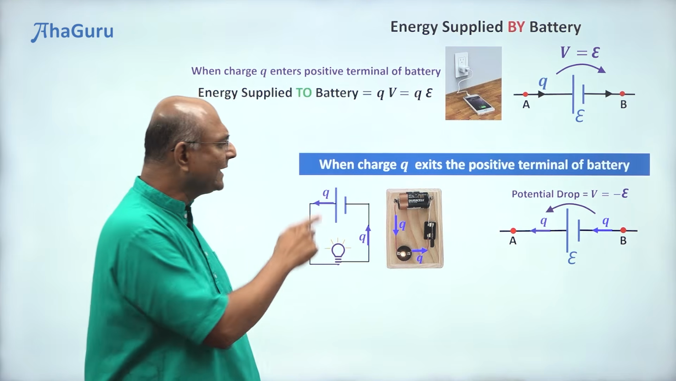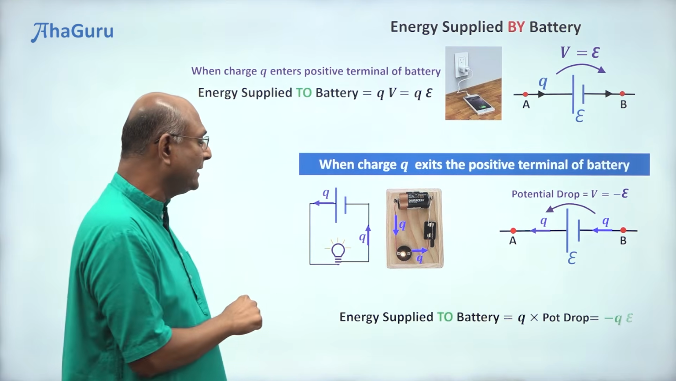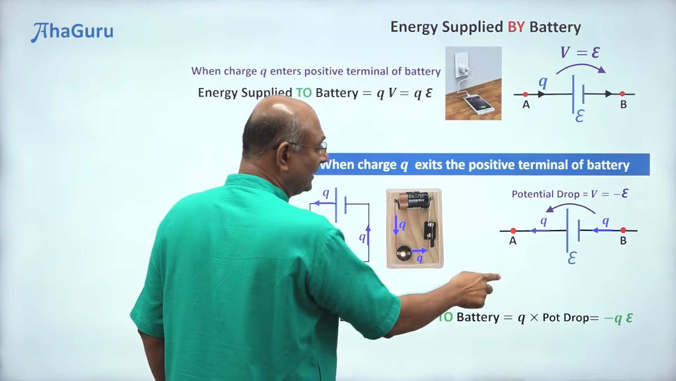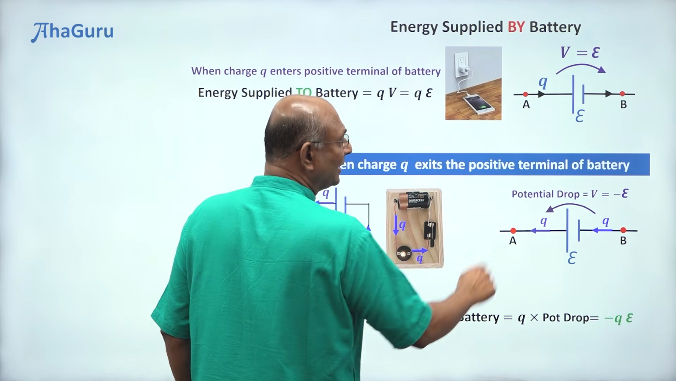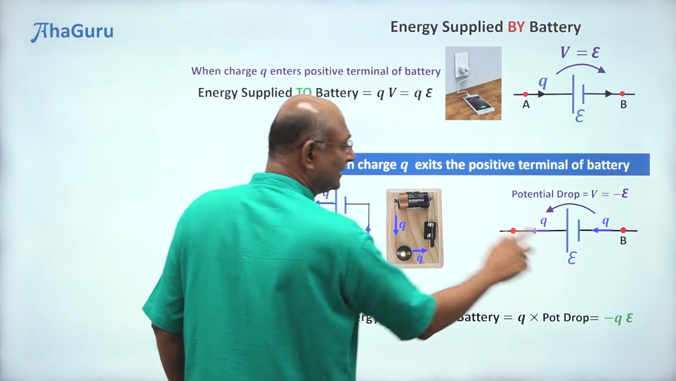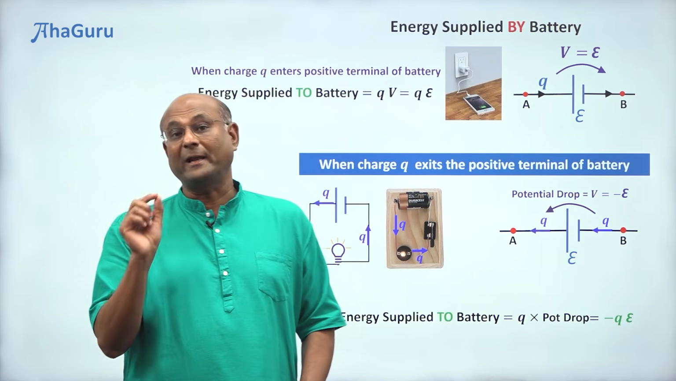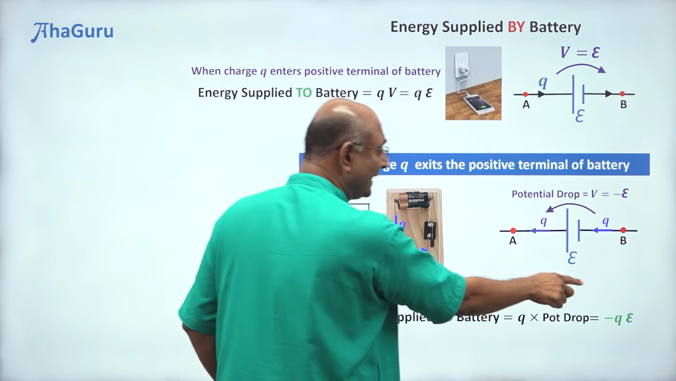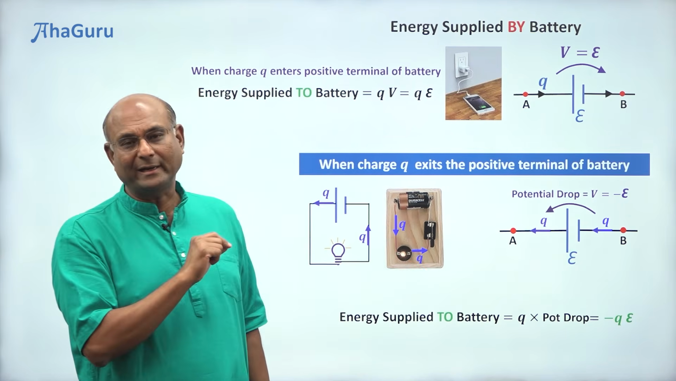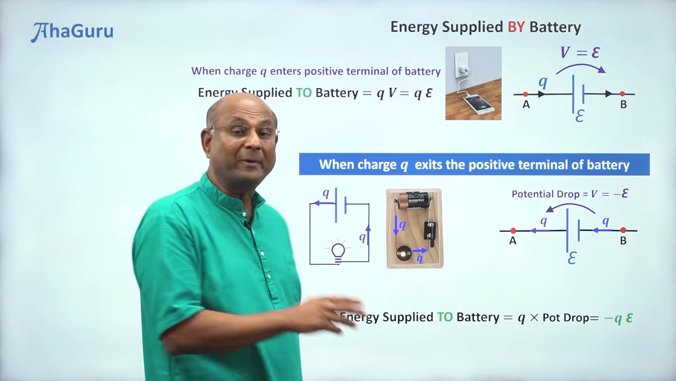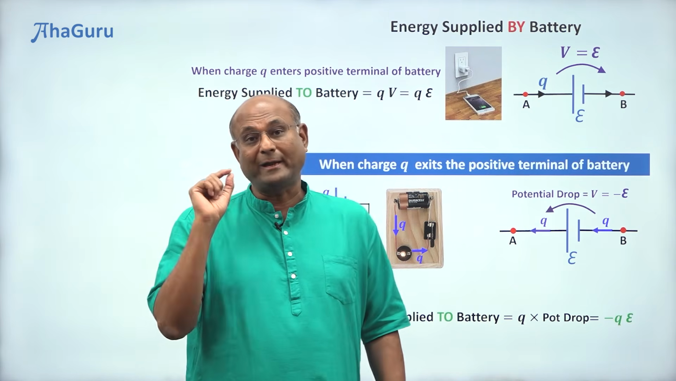So how much will be the energy supplied to the battery? Energy supplied to the battery is Q times potential drop, which is Q times minus E. So it will be minus QE. So this is the energy supplied to the battery. Notice it is a negative energy supplied to the battery. What does that tell you? Energy supplied by the battery, positive energy supplied by the battery.